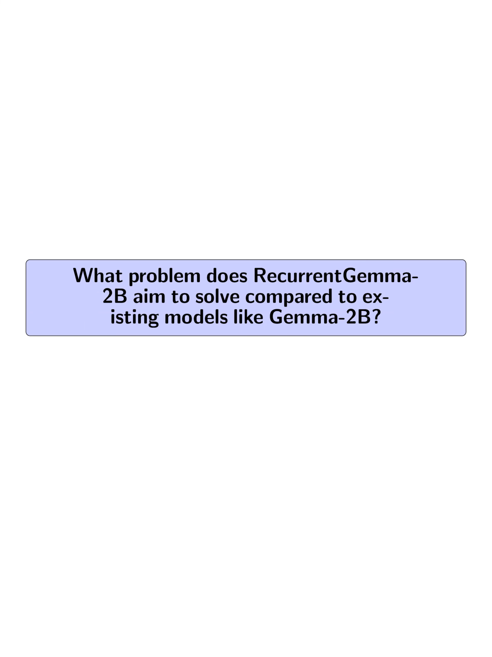What problem does RecurrentGemma2b aim to solve, compared to existing models like Gemma 2b?